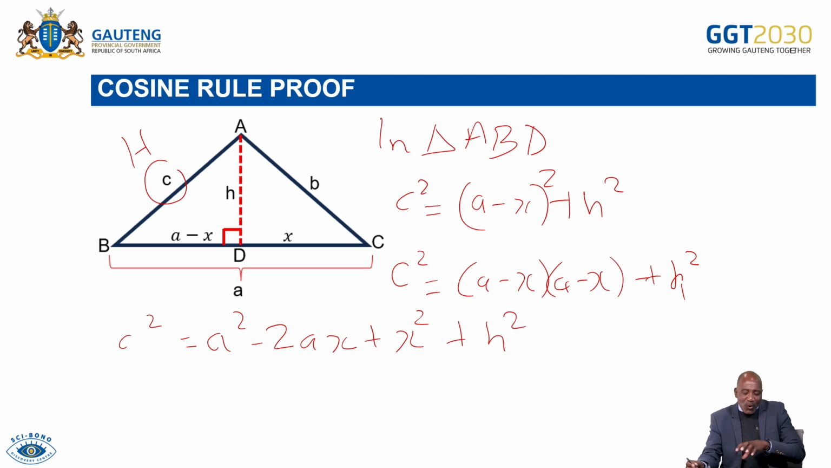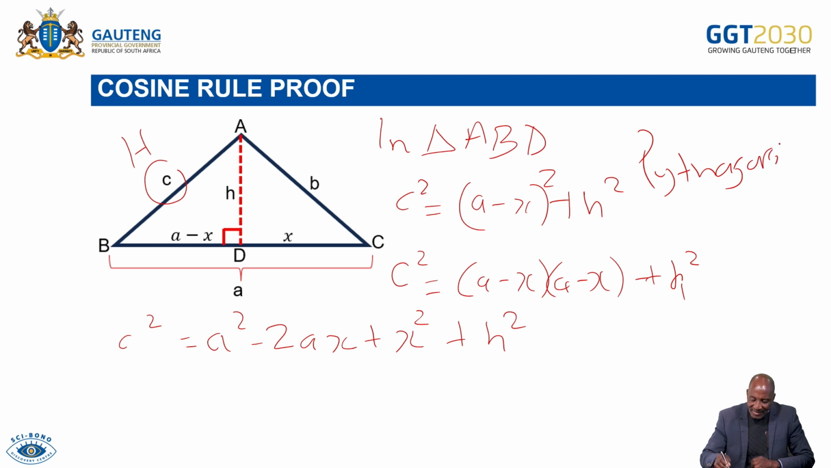I'm going to do it on only one side, then I want you to do the other side. Apply Pythagoras' theorem in triangle ADC. I've done this one with you in triangle ABD. Applying Pythagoras' theorem there, I've applied it there. I want you to apply Pythagoras' theorem in the next diagram, ADC. Apply Pythagoras' theorem also.